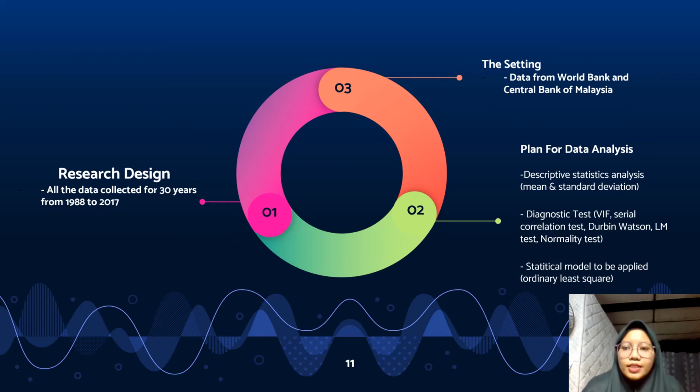For the plan for data analysis, we have three, which are descriptive statistic analysis, diagnostic tests, and the statistical model to be applied. In the descriptive statistic analysis, we have chosen to do mean and standard deviation. The diagnostic tests are VIF, zero correlation test, Durbin-Watson, LM test, and normality test. For the statistical model to be applied, we have chosen ordinary least square.